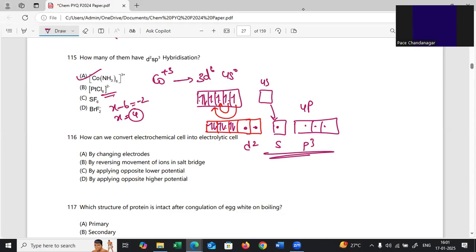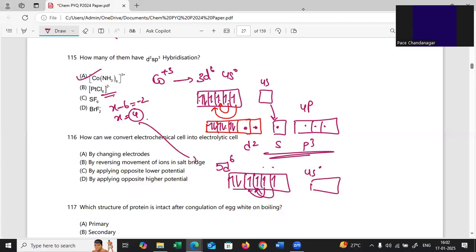1 2 3 4 5 and 6. Ammonia is coming, so it has to go back. 4s 0, same again, it has to go back, so these two will come back. You have two things emptied down there, so d2sp3 again coming up. So definitely the option here, how many of them have, yes, this also will have, and only two of them will have this.